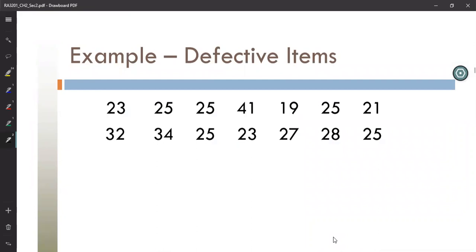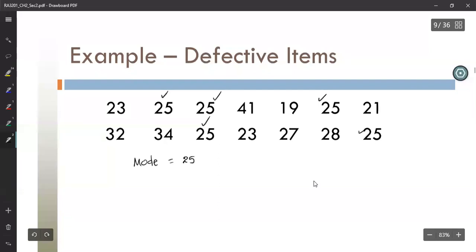What is the observation that you see repeatedly, many times compared to others? That is the value 25. Yes. How many times is it occurring? 1, 2, 3, 4, 5. 5 times. So the mode of this data set is 25. The number of occurrences is 5.